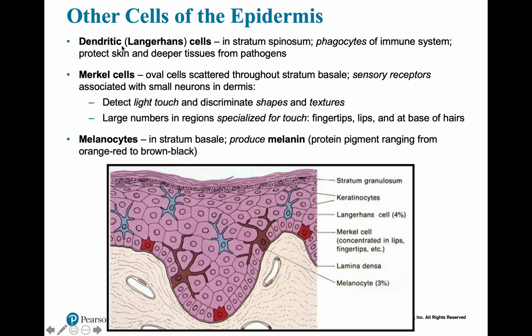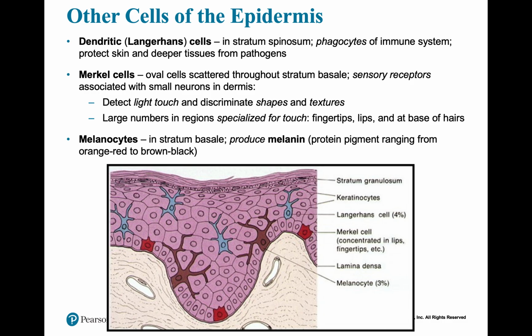All right, so dendritic or Langerhans cells. Langerhans is just the name of the gentleman who first identified these cells. They are represented here in blue, and they're called dendritic cells because they have these dendritic processes that come off of the cell body. These are phagocytes. So phagocytes are cells of the immune system that have the ability to phagocytize unwanted cellular debris as well as pathogens, so foreign pathogens.